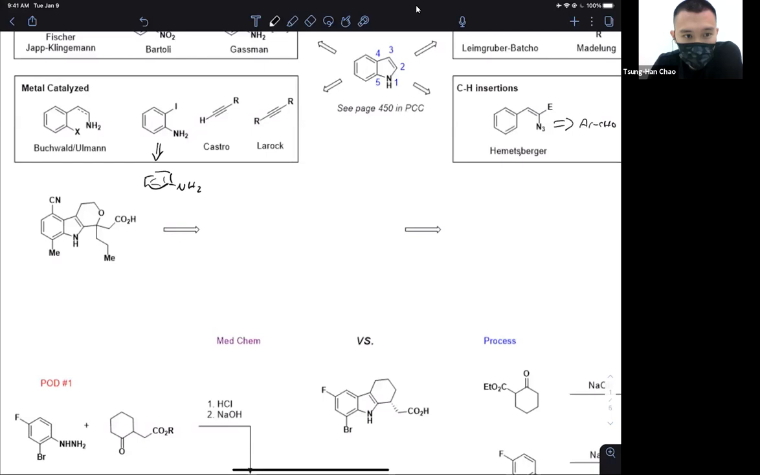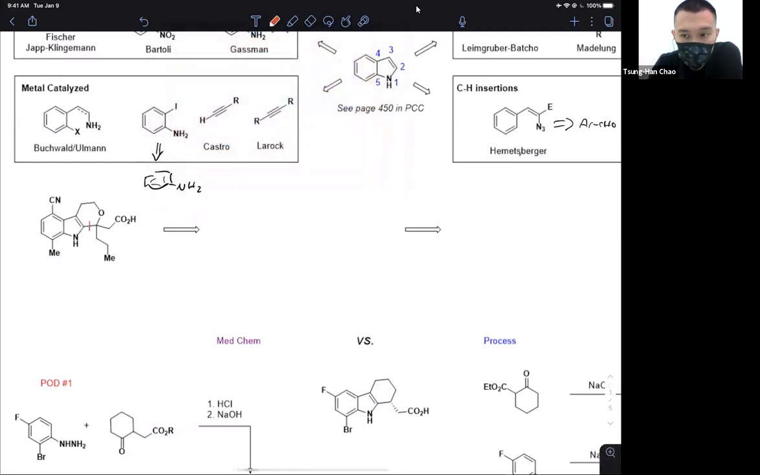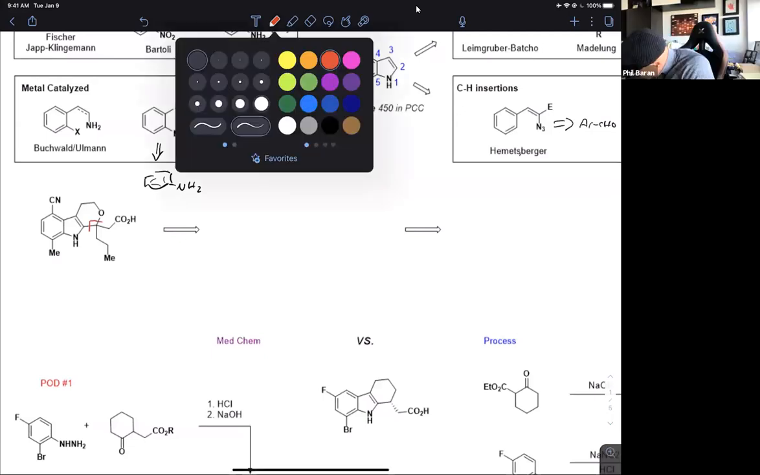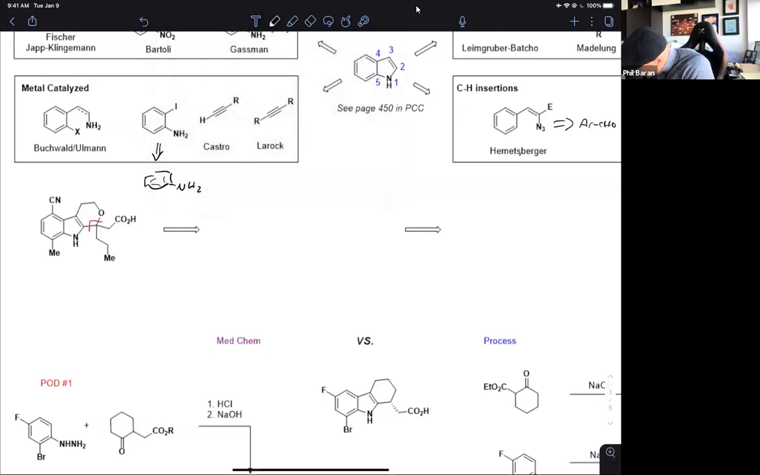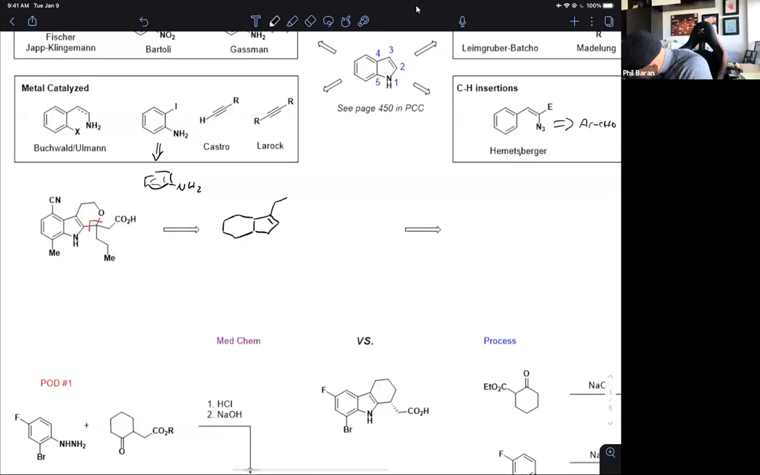I think I will disconnect the quaternary carbon and the oxygen bond. And you know you can do that because of the lecture we had before, which states that the 2-3 pi bond is simply primed for such a reaction.